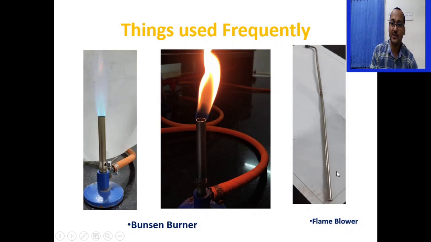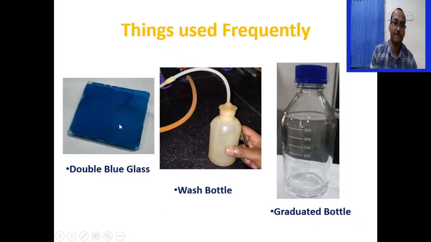This one is known as a flame blower. This flame blower is used during the charcoal cavity test to blow the flame into the cavity where the salt or compound is taken in charcoal. This one is called double blue glass. This is used during the flame test to see the colors.